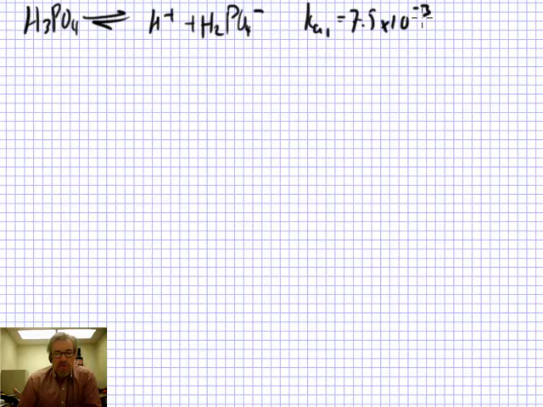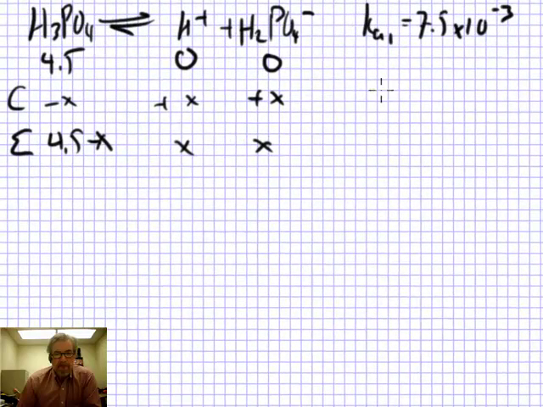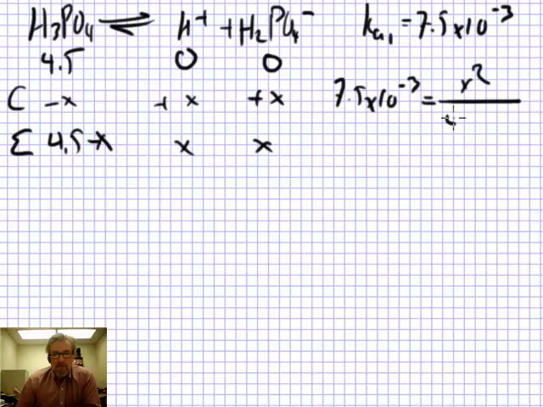Here's our Rice chart. The initial concentration line, 4.5, was our molarity. So no dissociation has taken place, so we have zeros there. The change is 1 to 1. And so at equilibrium, we have 4.5 minus x, and then x, and then x. So Ka, which is 7.5 times 10 to the negative third, is equal to x squared divided by 4.5 minus x.